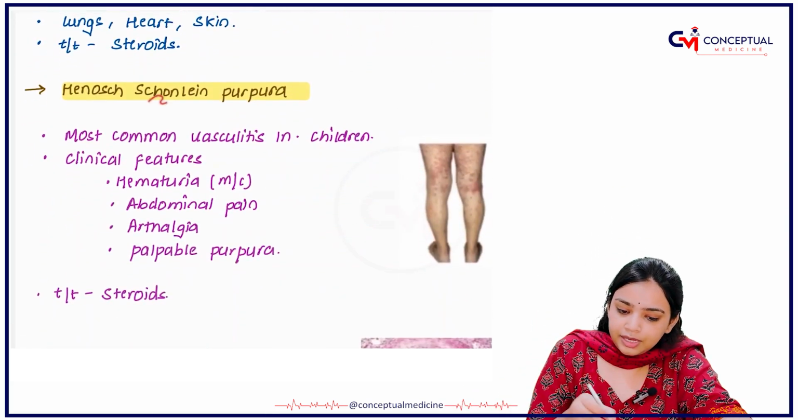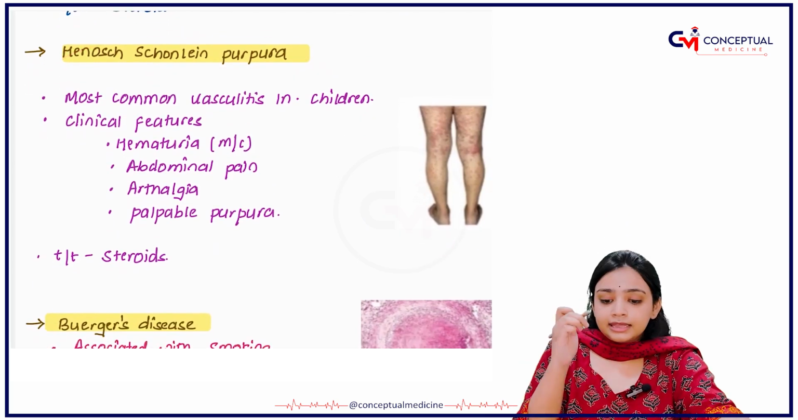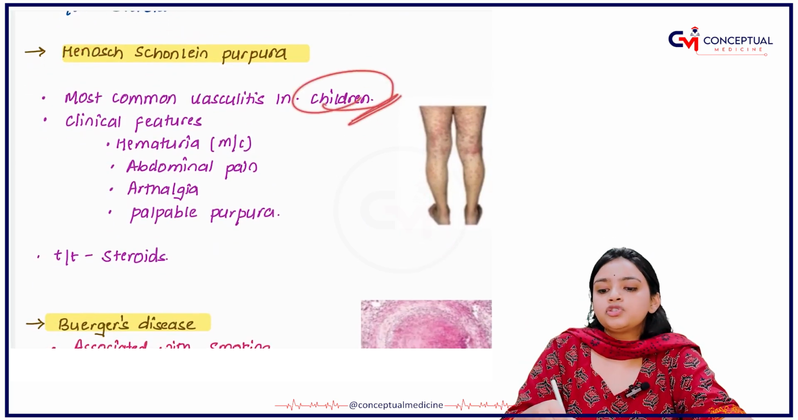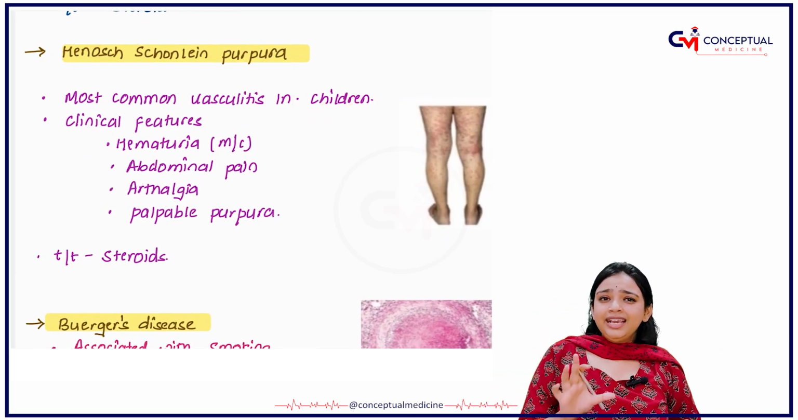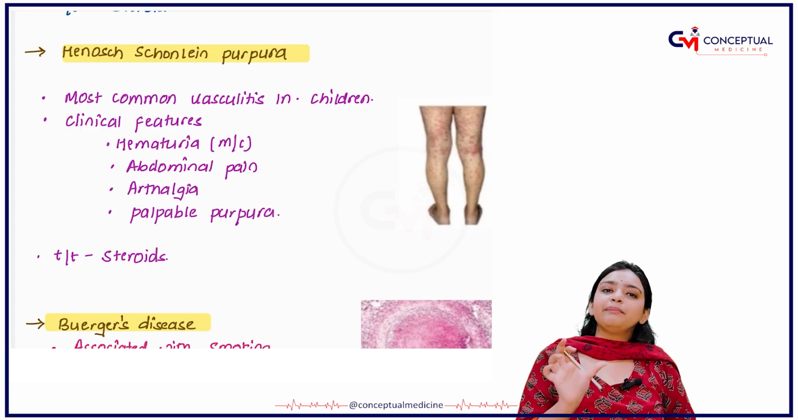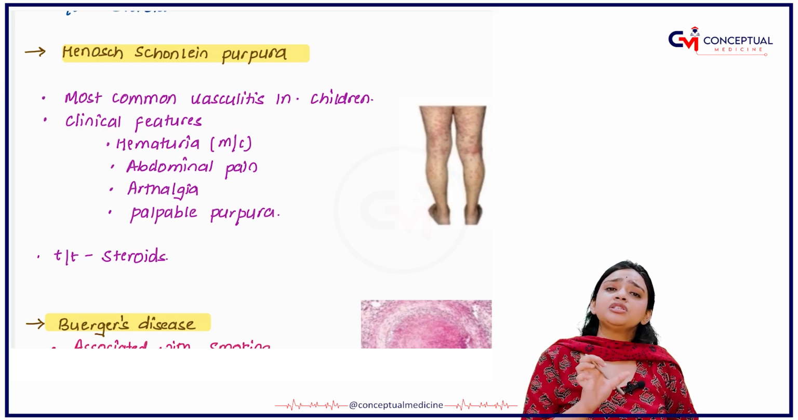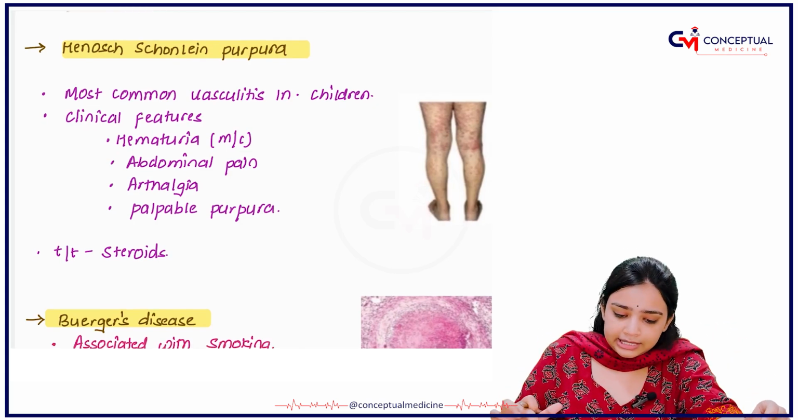Next you are able to see about the Henoch-Schonlein purpura, HSP. This is also very most common in children. It is most common than Kawasaki. See, in India, the cases of Kawasaki are very more as compared to that of HSP, but HSP is very common. Okay, it is the most common vasculitis in children.